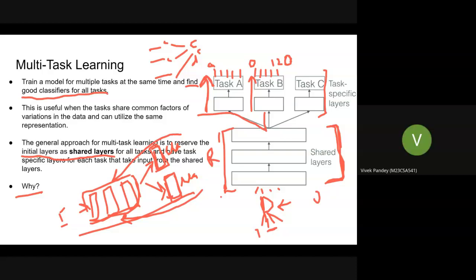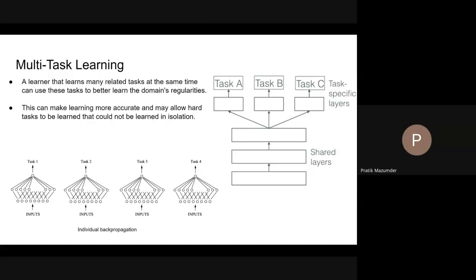Yeah, in the shared zone, they have taking all the inputs, right? Yeah, input has to go through here only. No, these are the initial layers. Input has to go through here, and the output of this layer goes to the task specific layers. Okay.